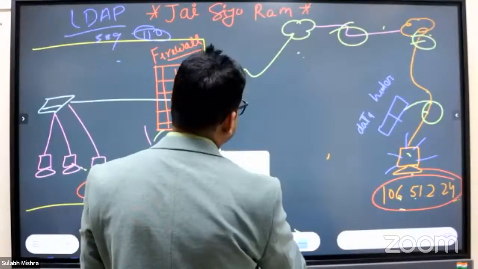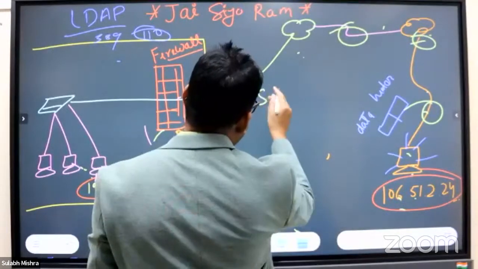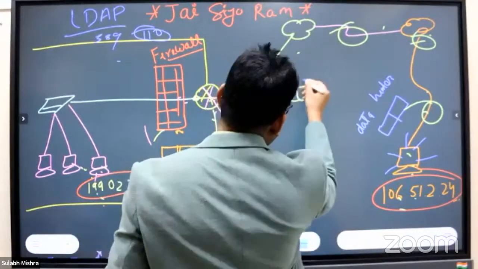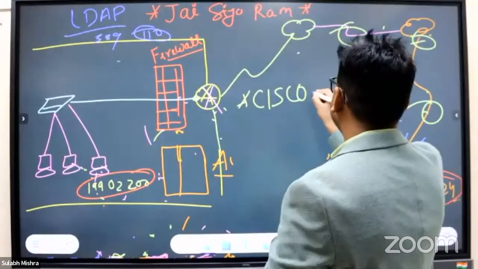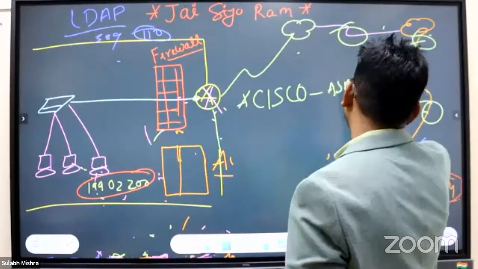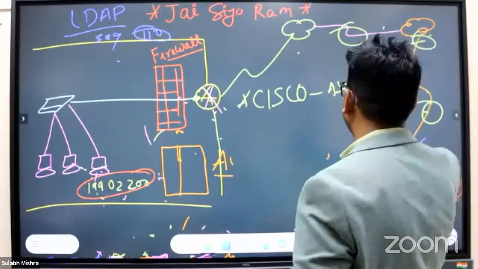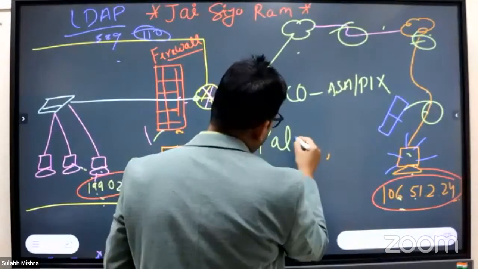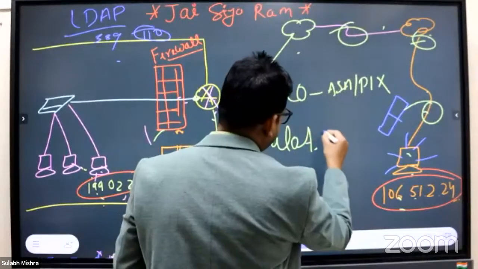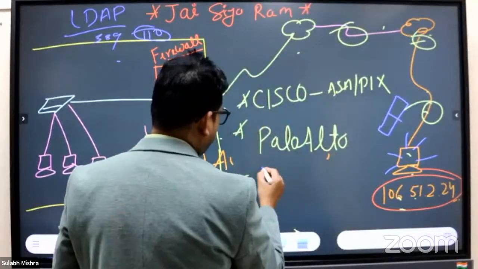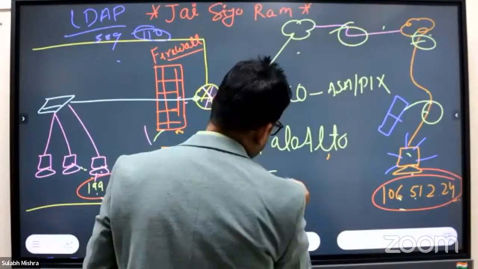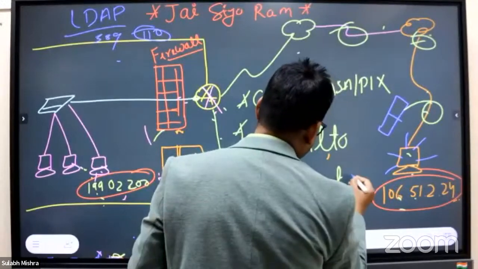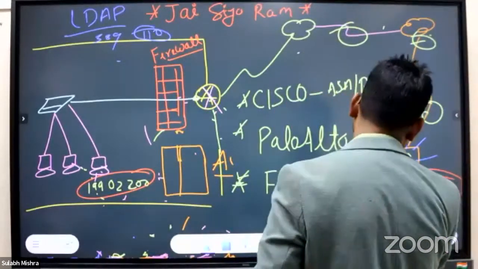Cisco, Palo Alto, Fortinet, Checkpoint. Cisco has multiple products such as ASA, PIX and some more, and Firepower. Palo Alto has the Palo Alto firewall. This is a vendor. Fortinet is the company, and FortiGate is the firewall name.